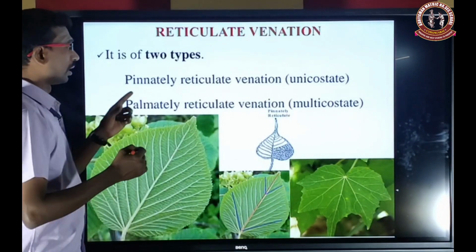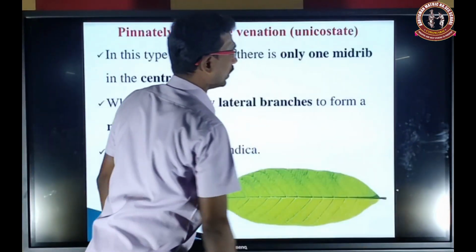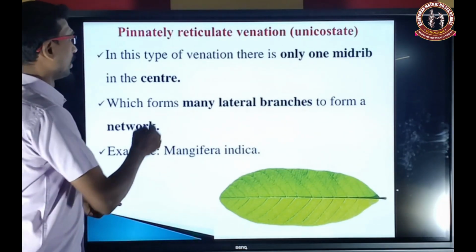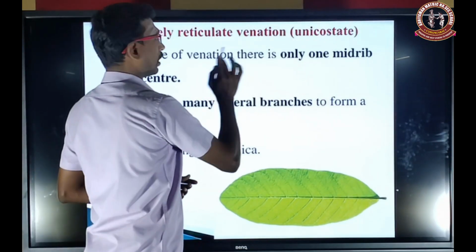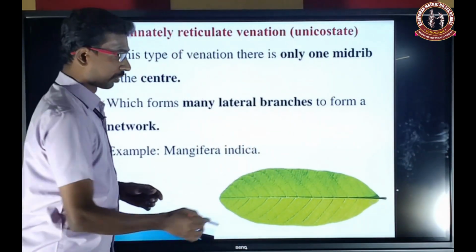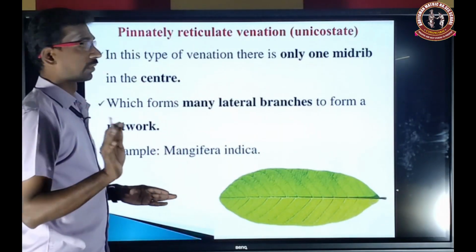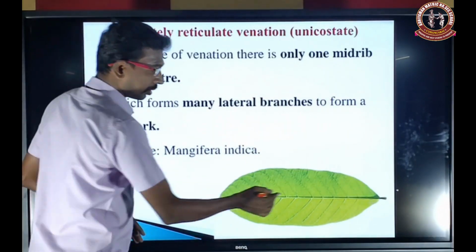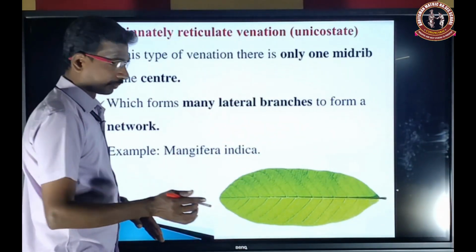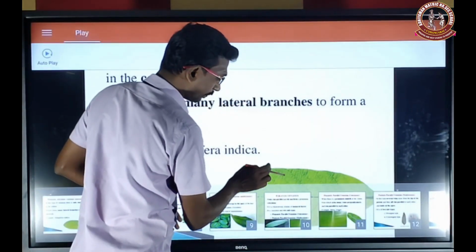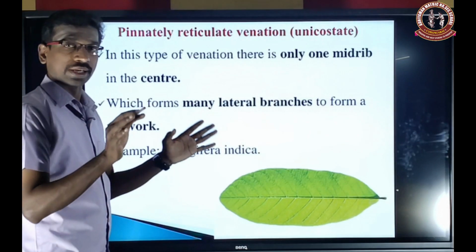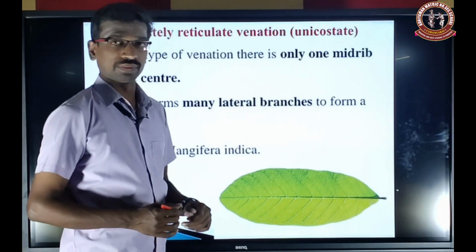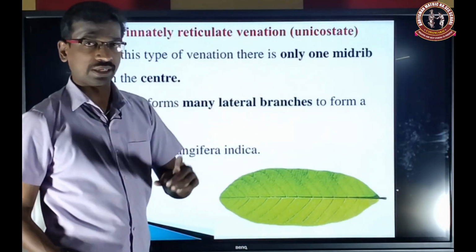So let's study the pinnately and the palmately reticulate venation in detail. First, pinnately reticulate venation, or unicostal. In this type of venation, there is only one midrib in the center, which forms many lateral branches, so several veins form a network-like structure. That is pinnately. Example, Mangifera indica. The leaf shown is a Mangifera indica leaf, which has a prominent single midrib.